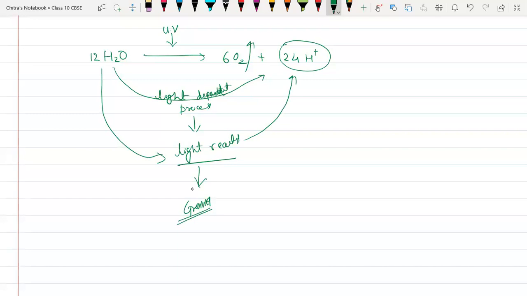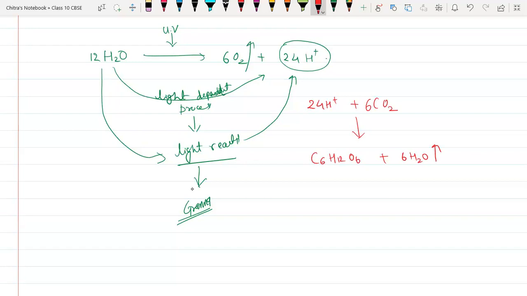Then that 24, now the next process. Now we have 24 H positive ion. They react with carbon dioxide, CO2. So I am writing 6 CO2, and they give C6H12O6. And here 6 water molecules are also released in the form of vapors. So see, again the reaction is balanced.